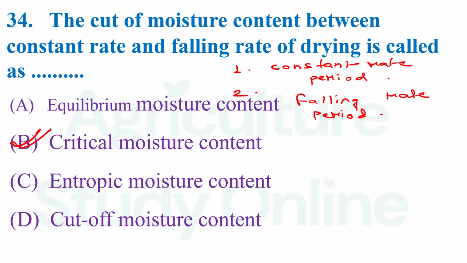So equilibrium moisture content, basically it's the final moisture content, means the material is in equilibrium with the surrounding. And critical moisture content is the moisture content at the end of the constant rate period, or we can say the beginning of the falling rate period, means exactly what the question is asking over here. And entropic moisture content, and cutoff moisture content, these two terms are not correct. Correct option is B.